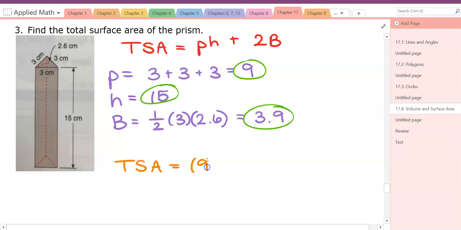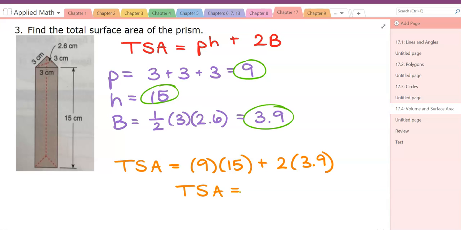So we're going to take 9 times 15 plus 2 times 3.9. So type that in your calculator, and you should get 142.8. And we're back in area, like I said, so centimeters is going to be squared.